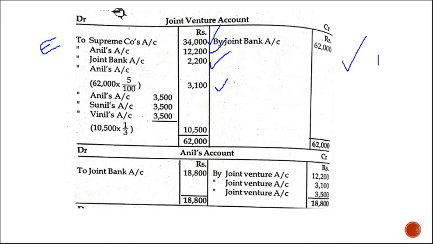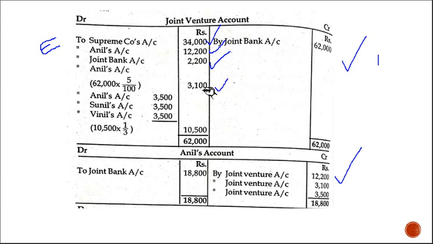Now Anil's account we have to prepare. See, this we are writing from the point of view of joint venture. So what joint venture has to pay Anil should be written on the credit side, and whatever Anil has paid for joint venture will be written on the debit side. See here, Anil's account. First thing, he contributed goods, right? So 12,200 by joint venture account.